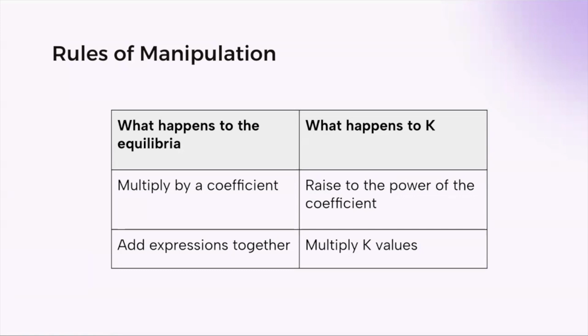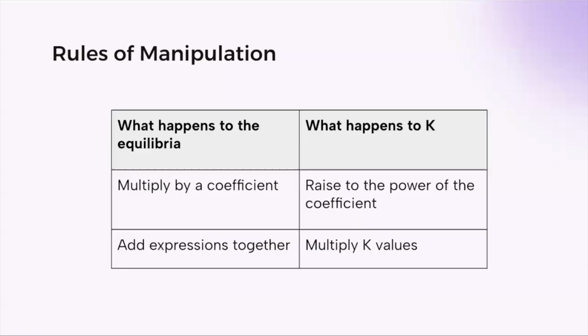The part that is sometimes separated from this rule, but is technically still the same rule, is if you flip a reaction. If you flip a reaction, it's the same thing as multiplying it by -1. And you might hear people say, okay, in that case, you're going to take the reciprocal of your K value. I like to minimize how many things I have to memorize, so I mush it into this first rule: if you multiply the reaction by -1, you're going to raise the K to the -1st power, which is the same as doing the reciprocal.